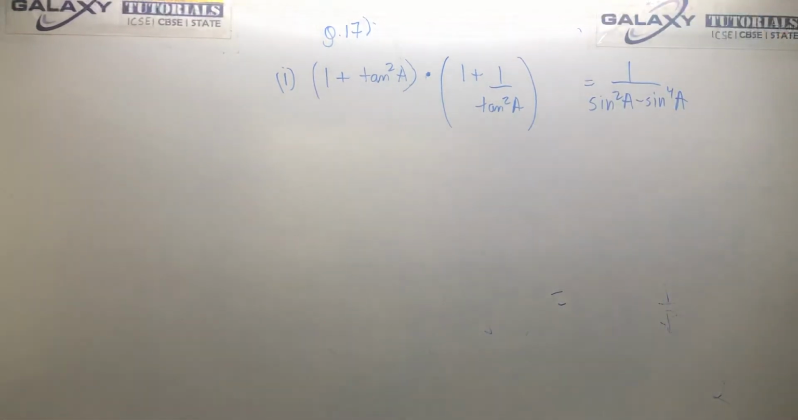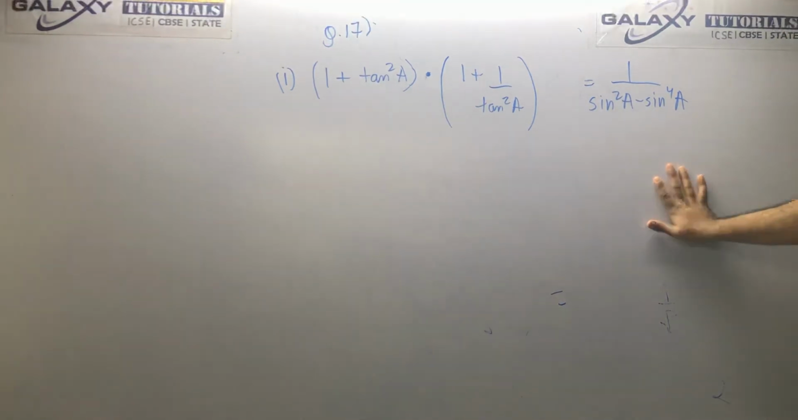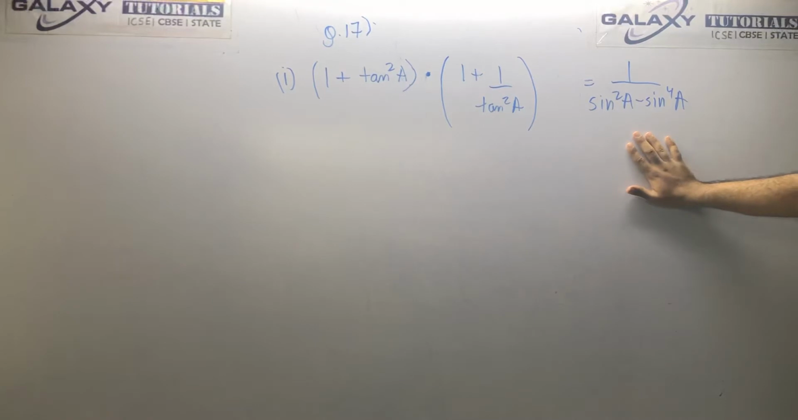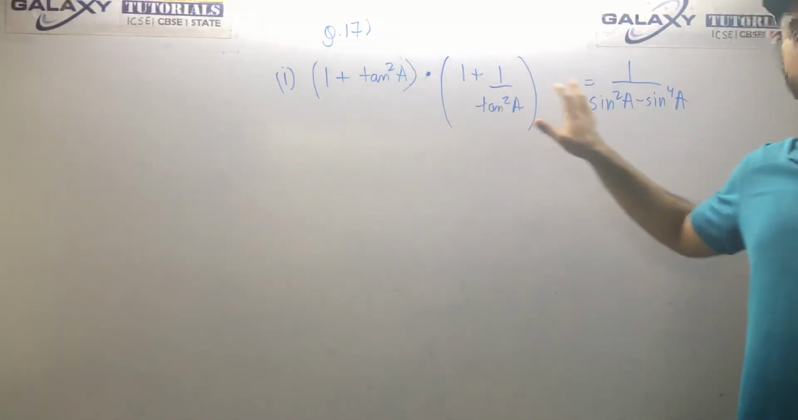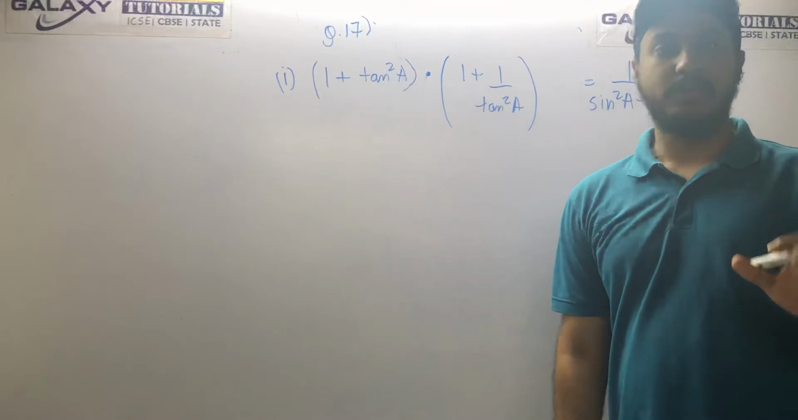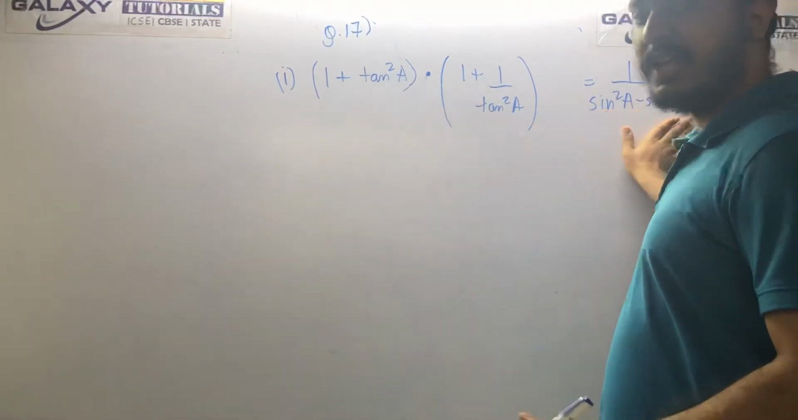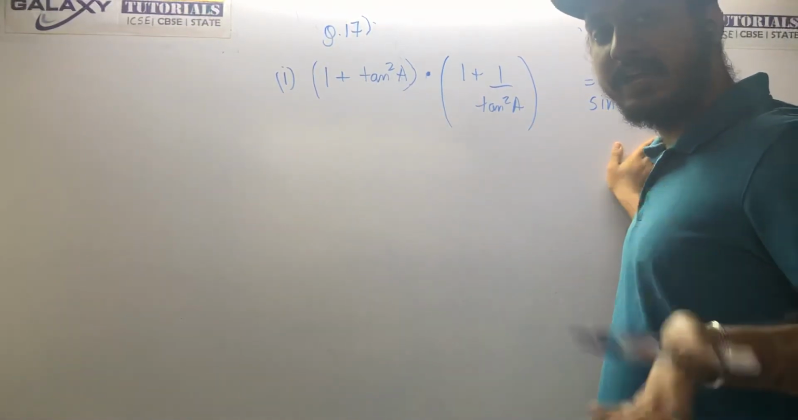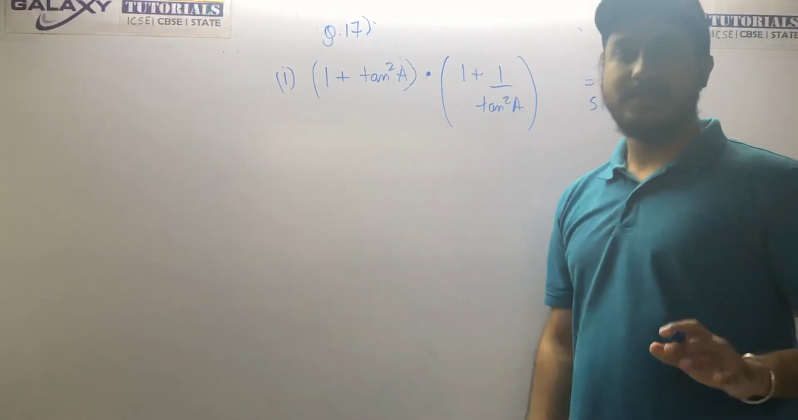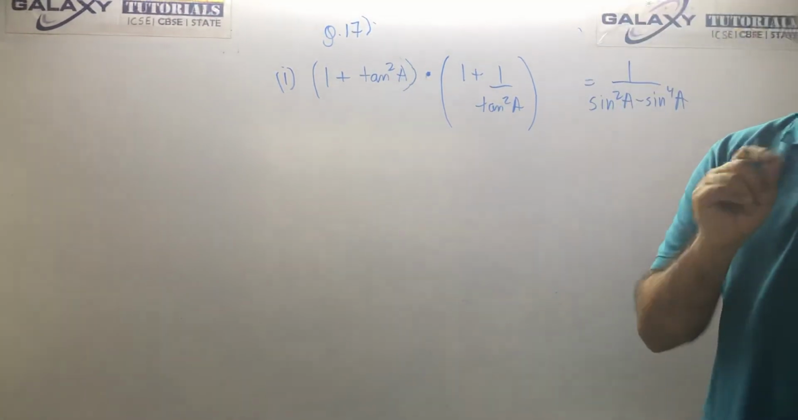First of all, I will give you a general gist of how to solve these proof questions. What you have to do basically is either make the left hand side equal to the right hand side, or make the right hand side equal to the left hand side. It is your choice. You have to solve any one side and make it equal to the other side. After you have done that, you can write hence proved.